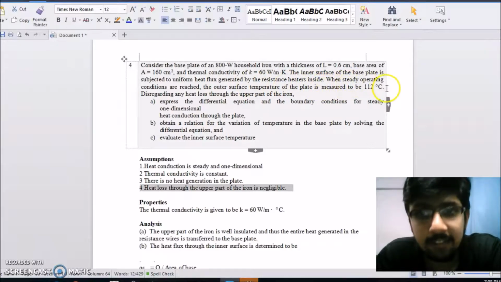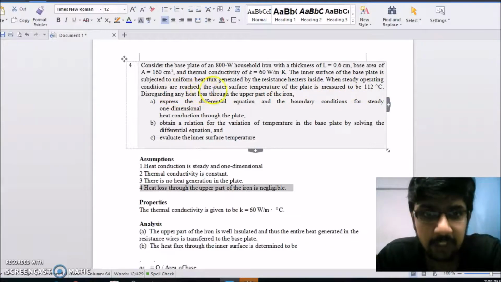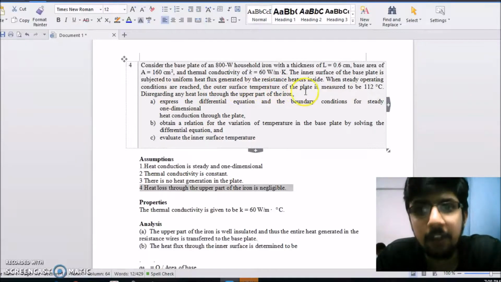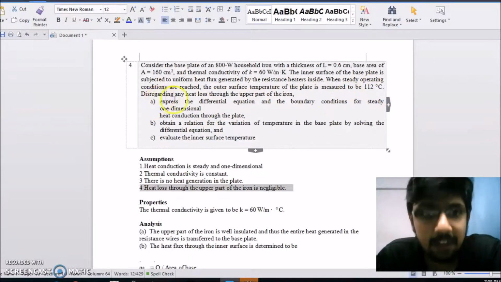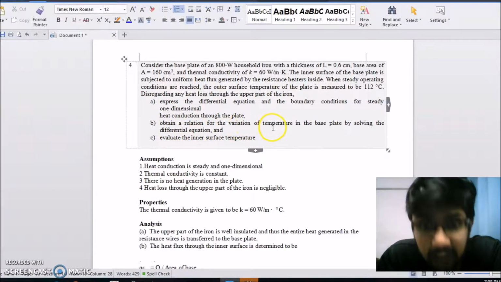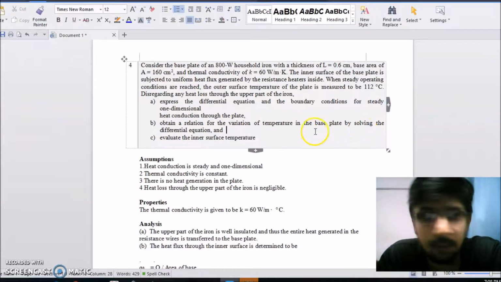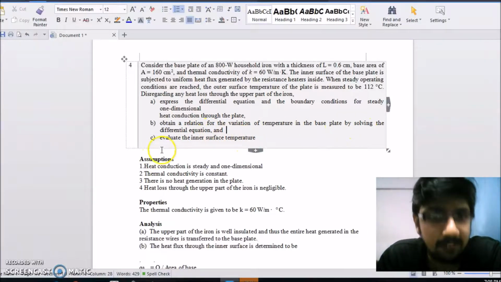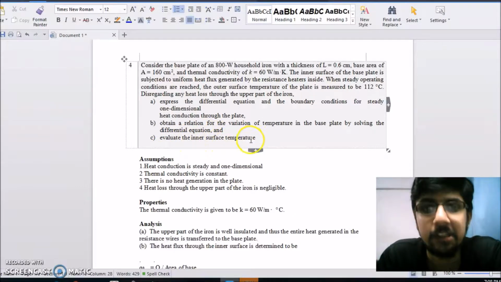When the steady operating conditions are reached, the outer surface temperature of the plate is measured to be 112 degrees Celsius. Disregarding any heat loss through the upper part of the iron. A. Express the differential equation and the boundary condition for steady one-dimensional heat conduction in the plate. B. Obtain the relationship for the variation of temperature in the base plate by solving the differential equation. And C. Evaluate the inner surface temperature.